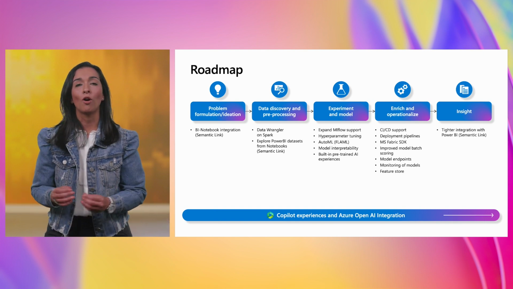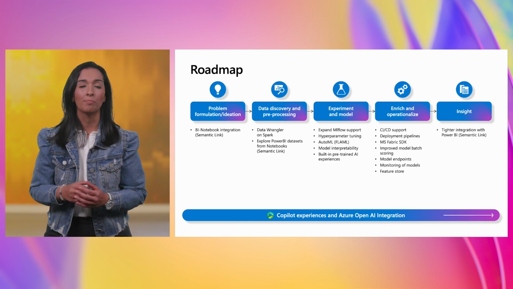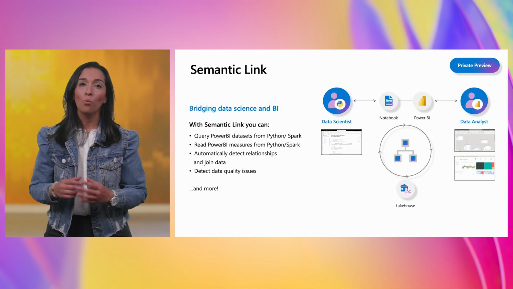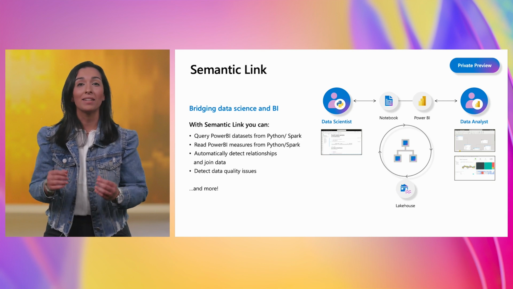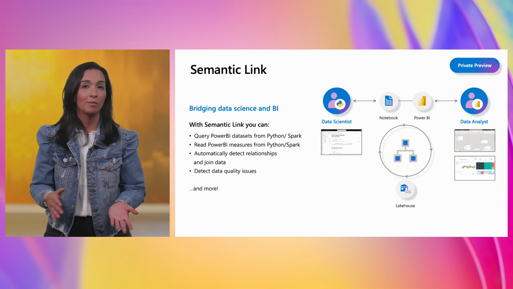We don't have time to cover all of these roadmap items in depth, but there are a few I wanted to specifically highlight. Let's start with Semantic Link. One new capability in Microsoft Fabric we're really excited about is Semantic Link, which offers a powerful toolset to bridge data science and BI.